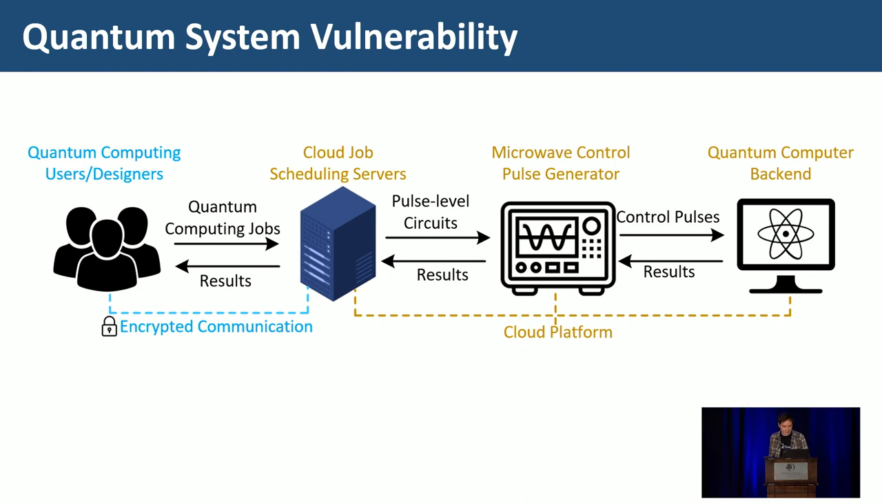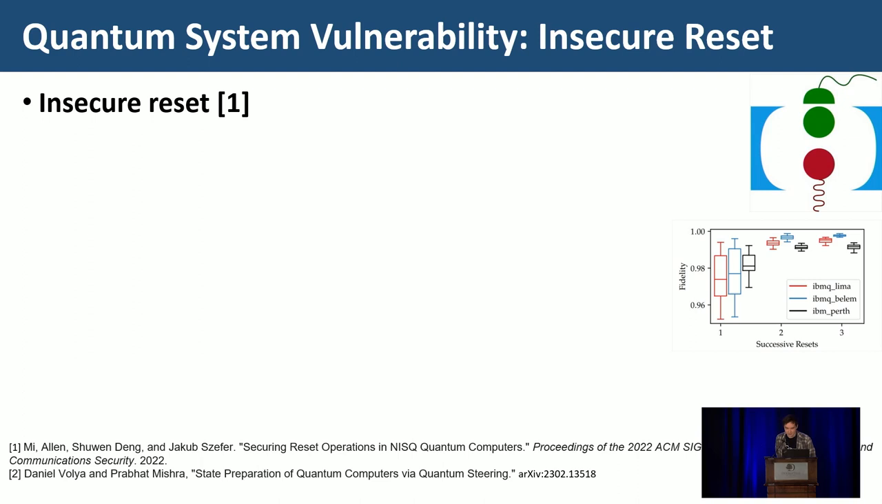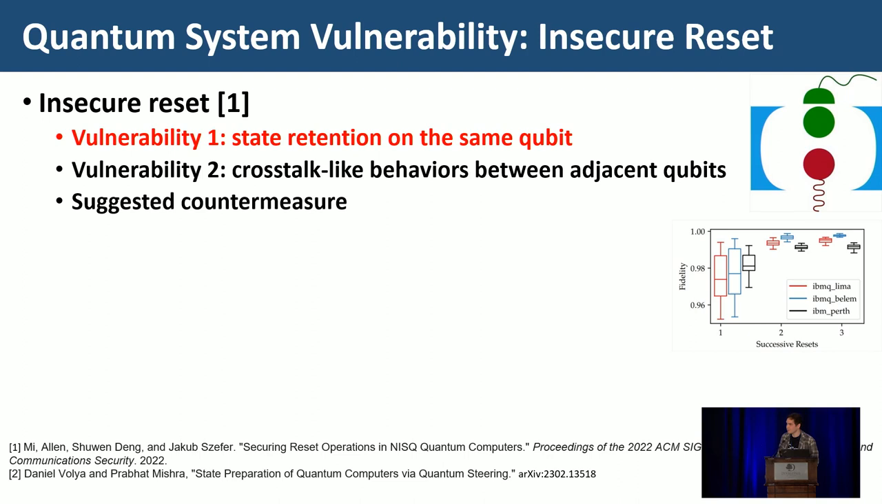Now, to get into some intrinsic quantum security vulnerabilities, and this is the first talk today. One avenue is insecure reset. Every time you want to run a computation on a quantum computer, you have to start at an initial state, which is ket zero. Unfortunately, as demonstrated in Jakub Szefer's group, you can extract some information because the quantum computer wasn't able to fully reset. So you can figure out what computation was performed before that reset.